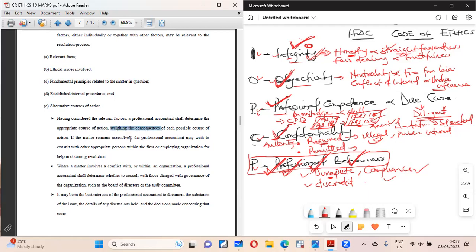If the matter remains unresolved, the professional accountant may wish to consult other appropriate persons. And please, whenever you are explaining confidentiality, you can add seeking legal advice without compromising on your confidentiality. You can go to the therapist, but please don't tell the therapist everything, because you are disclosing things you are not supposed to.